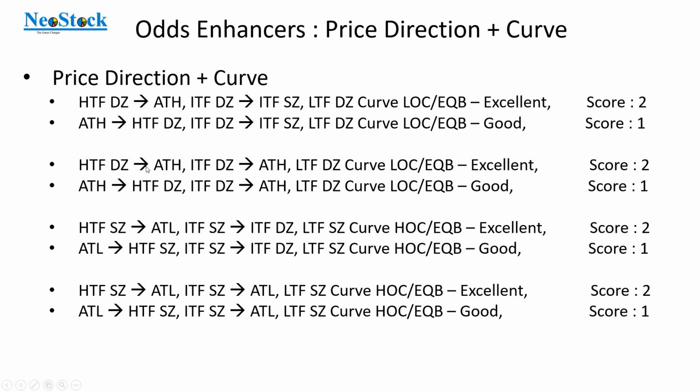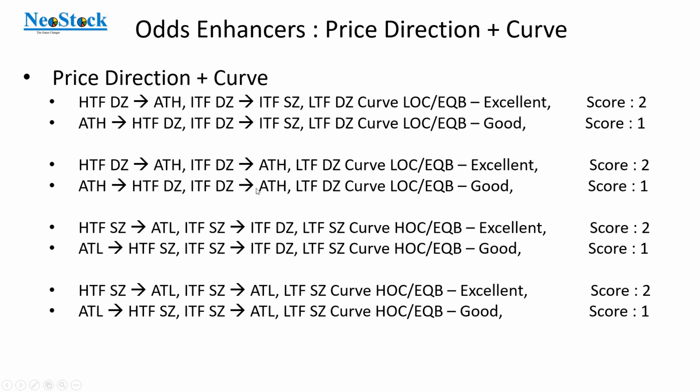At present, monthly is bullish and weekly also bullish. The price direction I am explaining in terms of bullish and bearish. If prices are moving from all-time high to a demand zone, meaning prices are falling down in monthly, that means bearish. But if the ITF time frame is moving from the demand zone to all-time high, that means bullish.